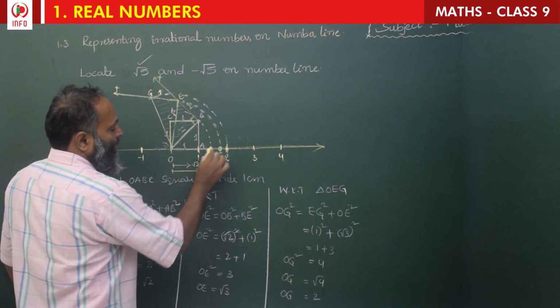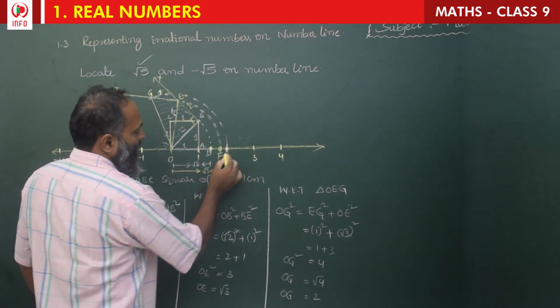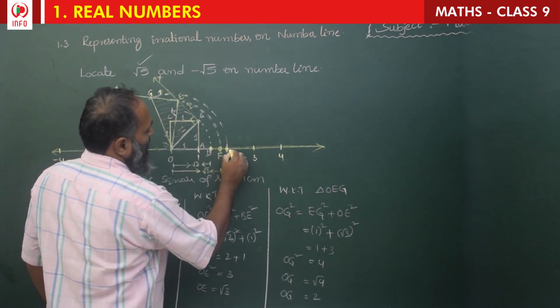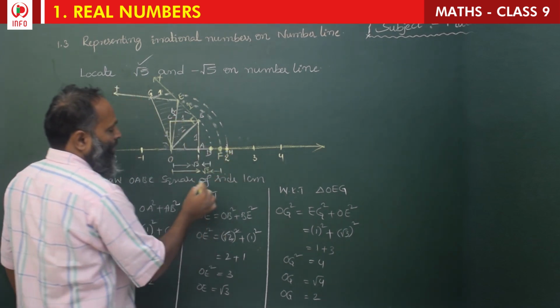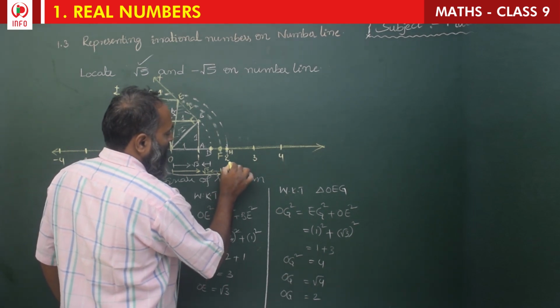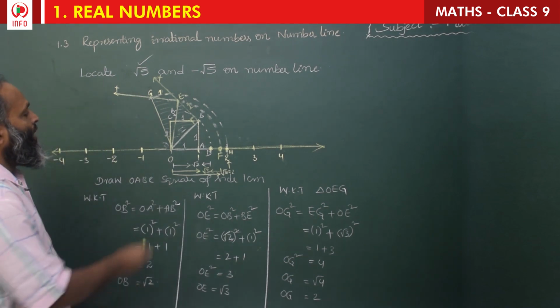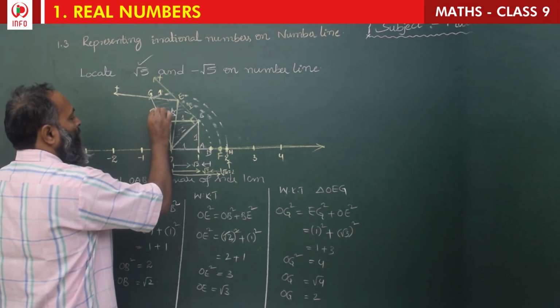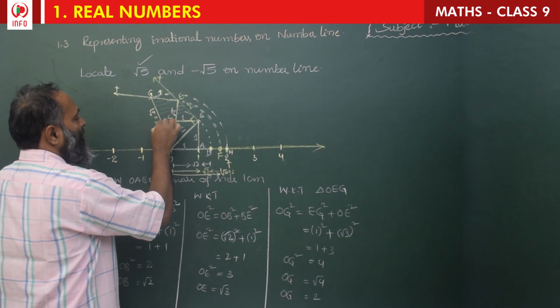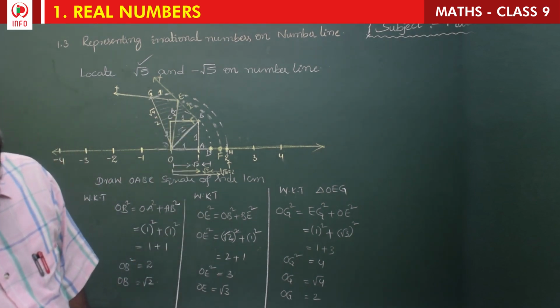OD is equal to root 2. OF is equal to root 3. OH is equal to root 4, that is 2. Here to here, this is root 4. Root 4 means which is 2. So you will get root 4. And after that we need root 5.